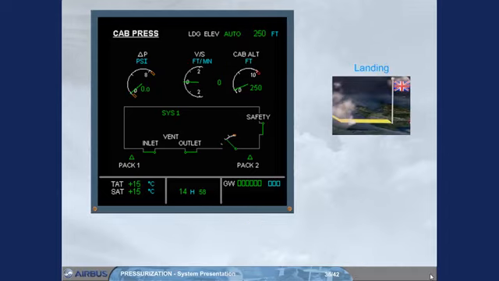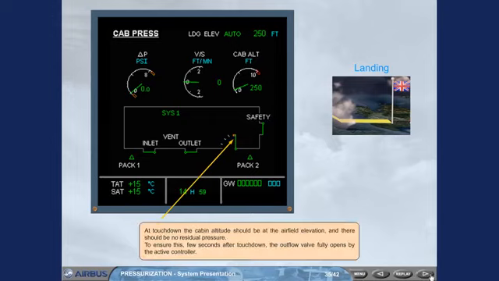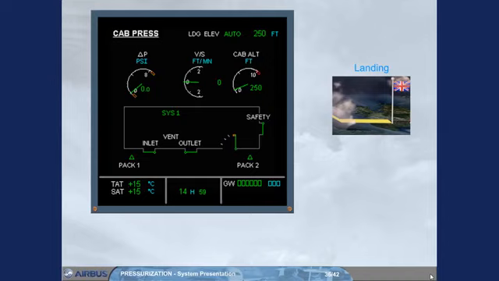At touchdown, the cabin altitude should be at the airfield elevation, and there should be no residual pressure. To ensure this, a few seconds after touchdown, the outflow valve fully opens by the active controller. A few seconds after the outflow valve is fully open, an automatic changeover of the system controllers occurs in preparation for the next flight. This happens so that both systems are used equally.